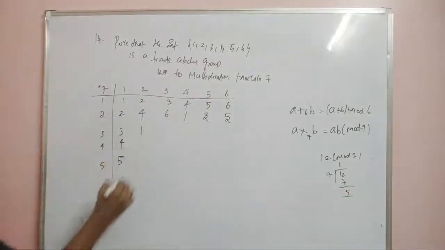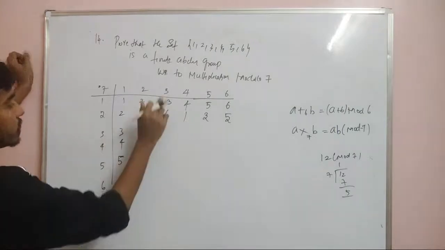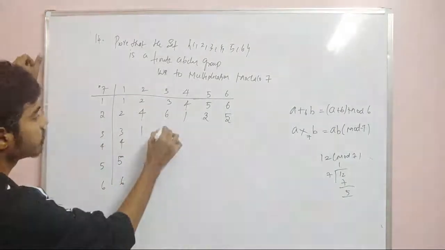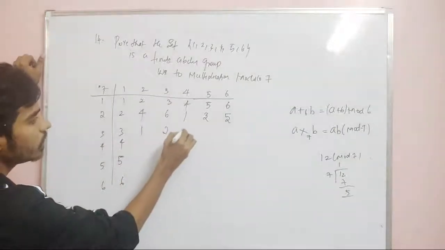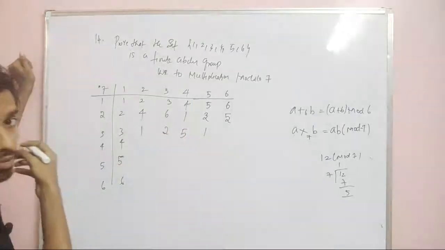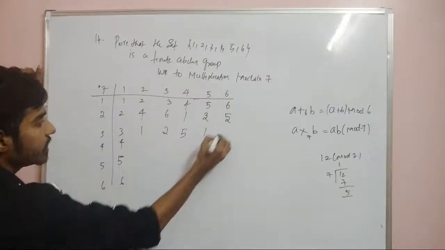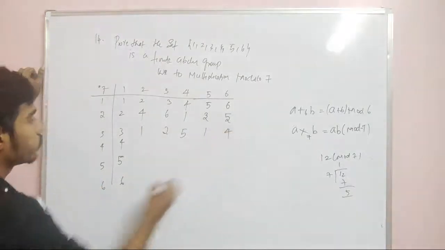3 into 2 is 6. So 6 is less than or equal to 7, so you can keep that as it is. 3 into 3 is 9. So 9 mod 7 is 2. 3 4s are 12, which is 5. 3 5s are 15, which is 1, right? Because when you divide 15 by 7, you will have 14, remainder 1. 3 6s are 18. So 18 will be 4.